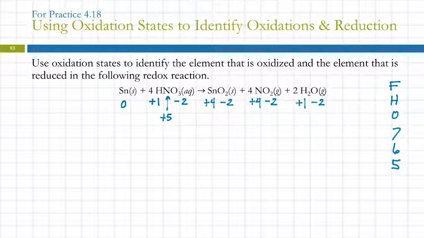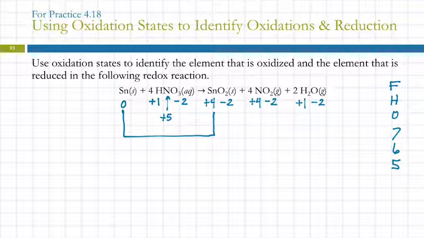Yeah. So now we have to compare tin from one side to the other, and then compare the nitrogen from one side to the other. Exactly. We're going to compare each element from the reactant side to the product side and see if or how their oxidation state changed. So the first element is tin, and so we see tin went from 0 to +4.